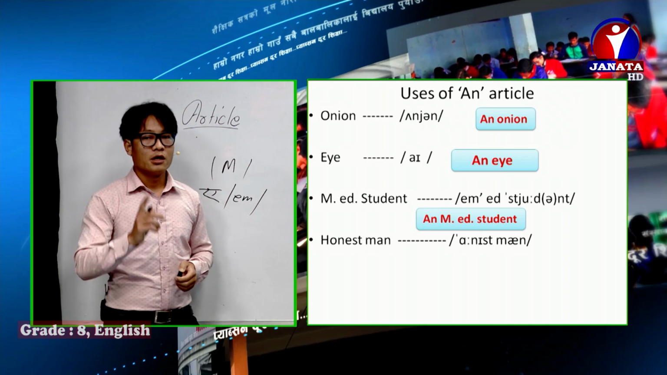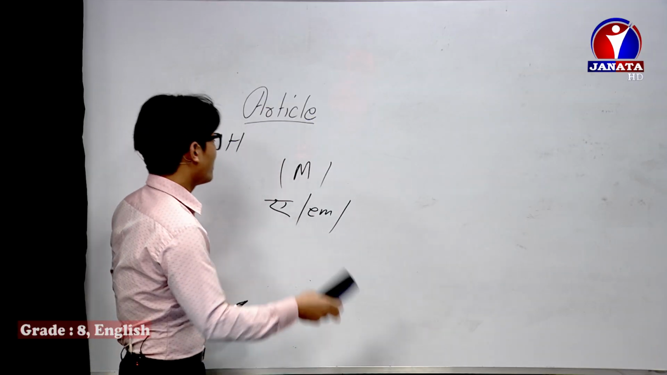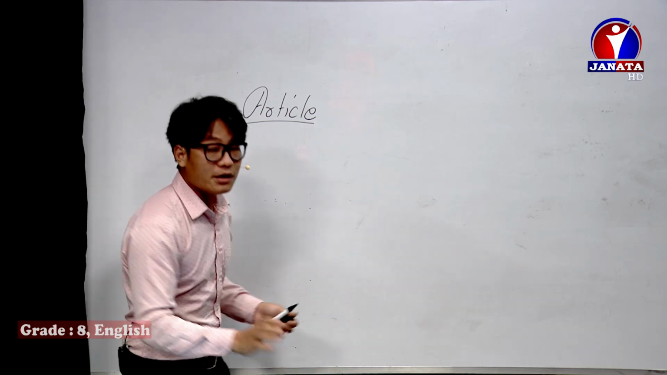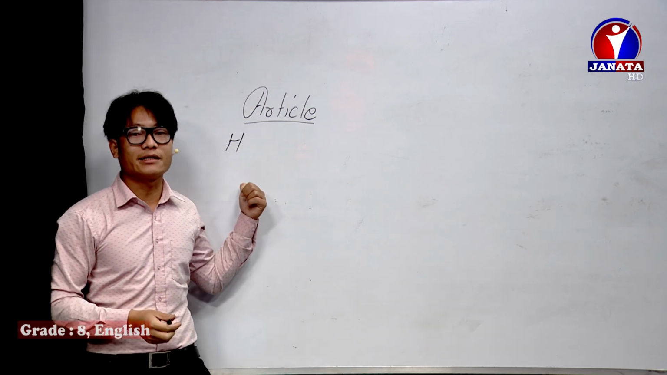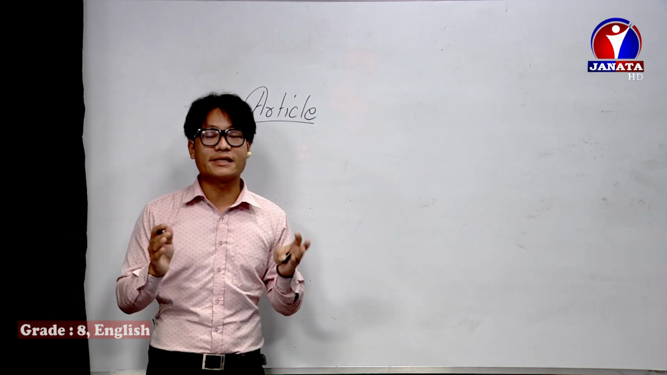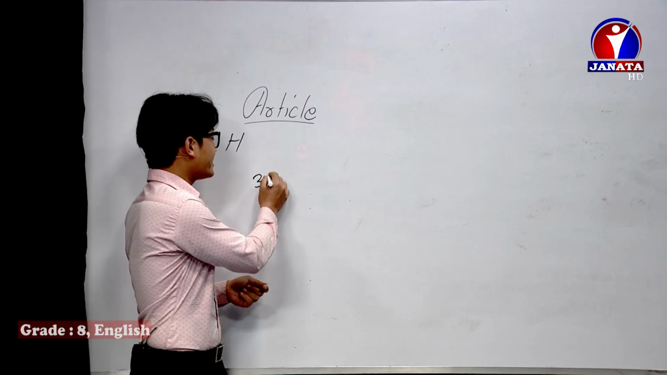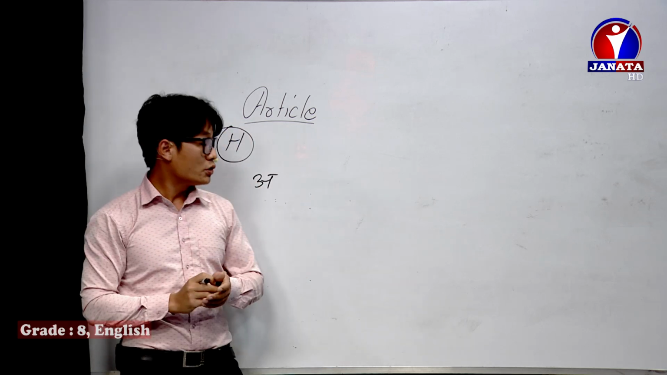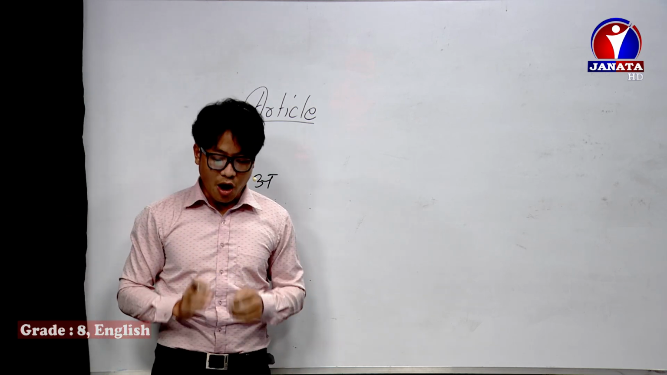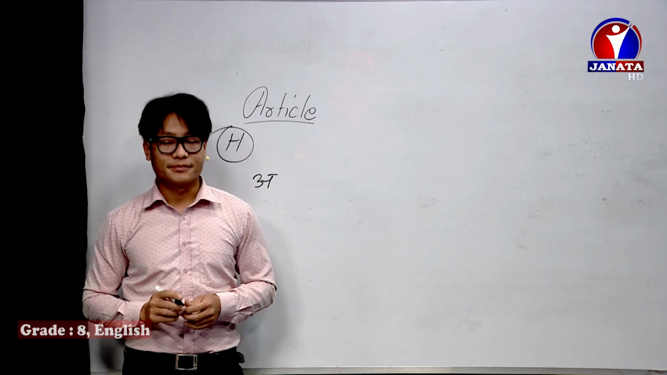Next is honest man. Honest, the first letter is H. And we know that H is a consonant letter, but we are not going to focus on this consonant letter. We are going to focus on the sound, and the sound is honest. It starts with O, as H is silent here. So we are going to use according to the O. So honest man, obviously it takes, you can see in the slide, an honest man.